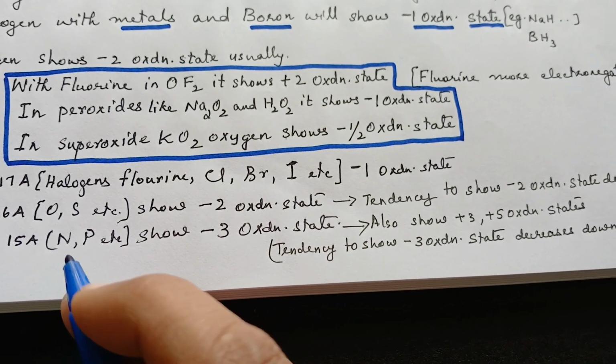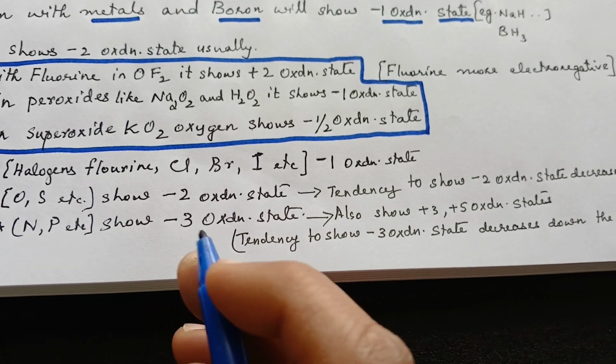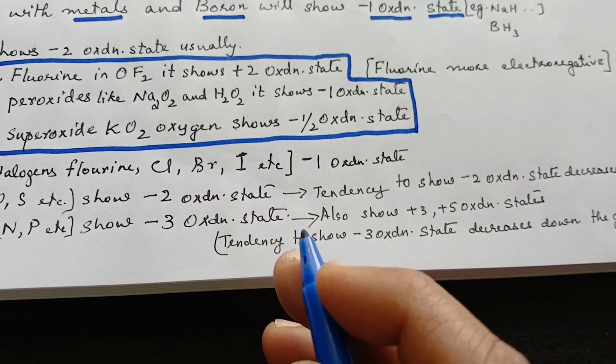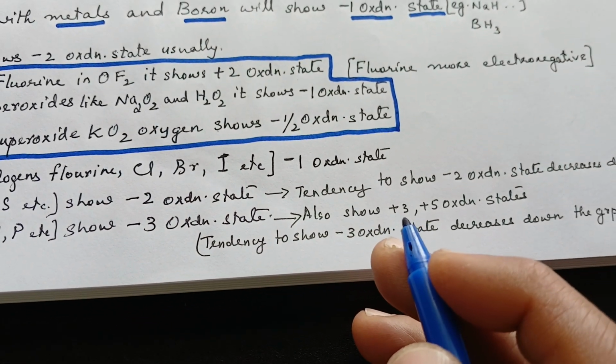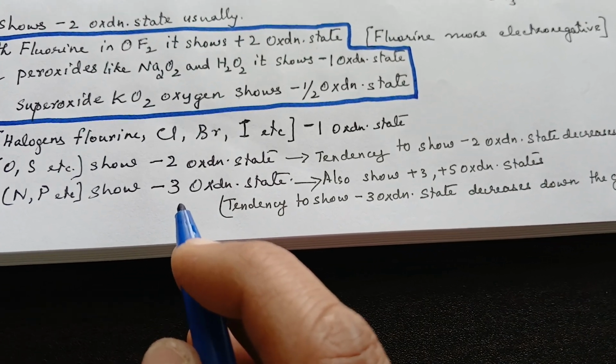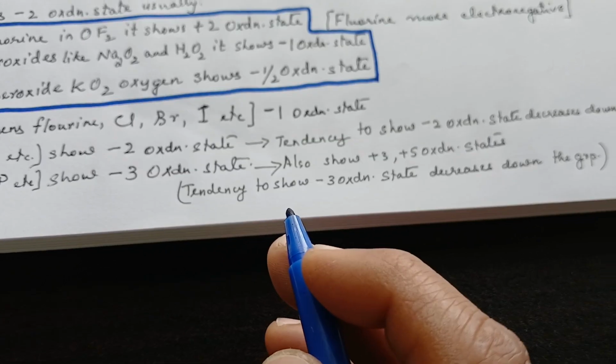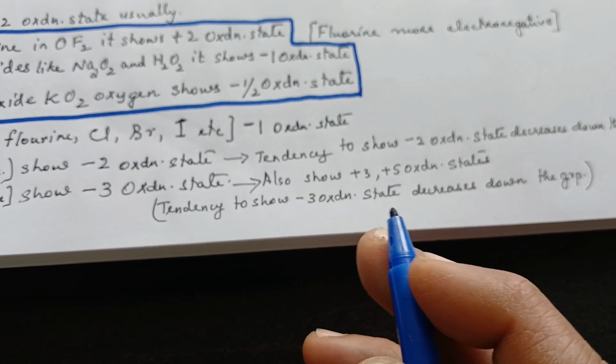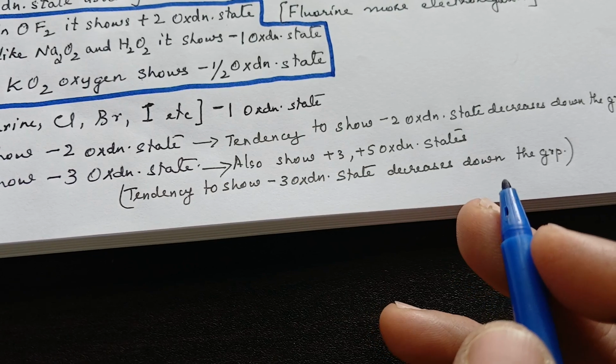Now group 15A, nitrogen, phosphorus, etc., show -3 oxidation state. They also show +3, +5 oxidation states, but usually it is -3. There also the tendency to show -3 oxidation state decreases down the group.